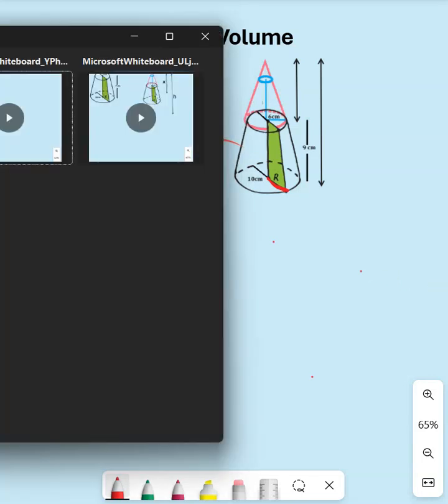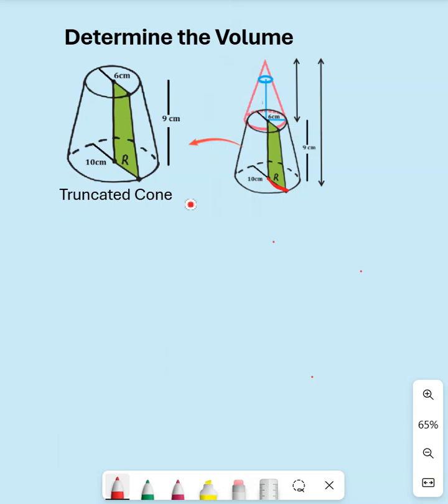The main goal is to find the total volume of the truncated portion, right? Or truncated cone. This truncated cone is sometimes recognized as a frustum of a cone. From the total cone here, we can see, if we dissolve the red portion, this black portion will be the truncated cone.